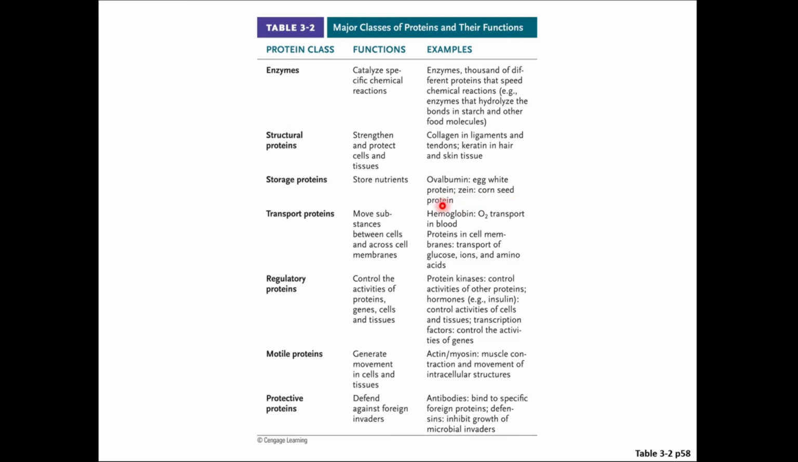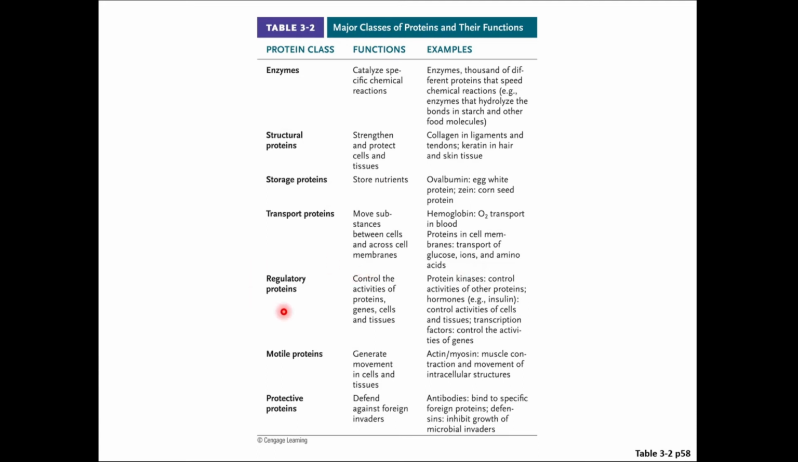Also, we have another class of protein, which are the transport proteins. Its function is to move substances between cells and across cell membranes. Examples: hemoglobin, whose function is to transport O2 in blood, and we also have the proteins found in the cell membrane. Their function is to transport glucose, ions, and amino acids.